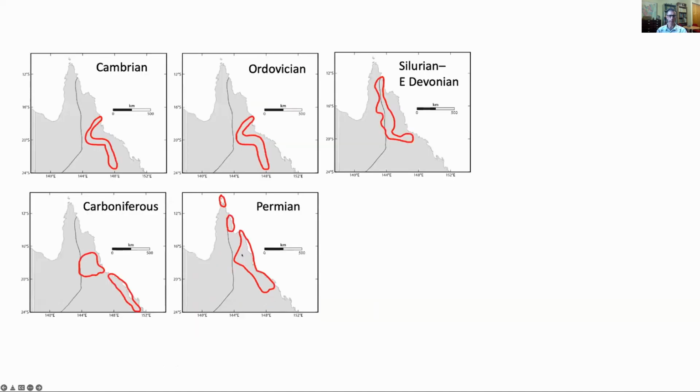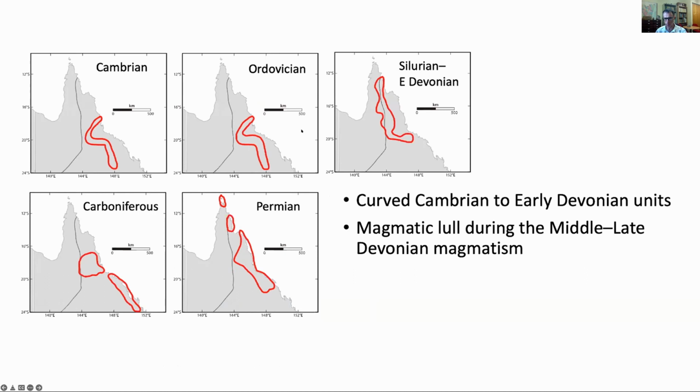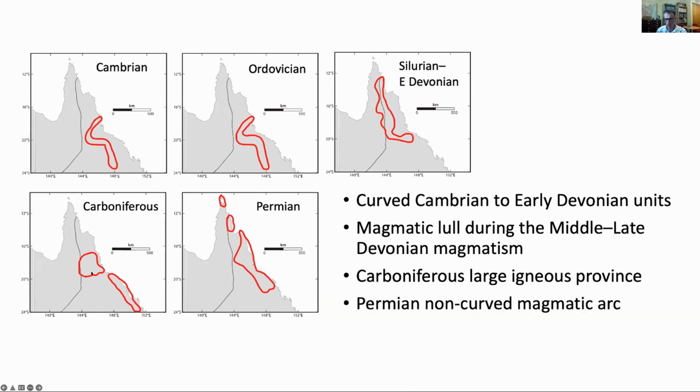So if we summarize the major conclusions so far, what we see is that the Cambrian to early Devonian tectonic elements are clearly curved, clearly showing an oroclinal structure. We see a period of magmatic lull during the middle and late Devonian. We see a large igneous province in the Carboniferous, and we see that the early Permian magmatic arc is clearly not curved.